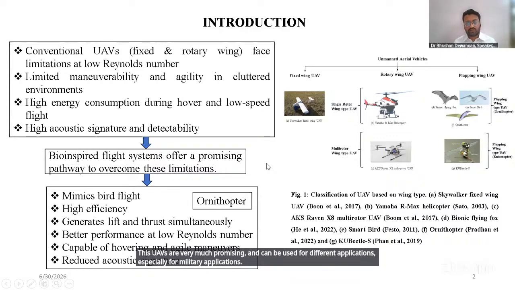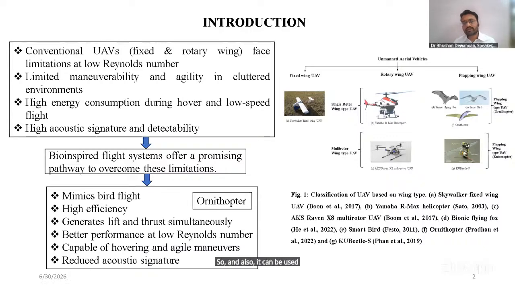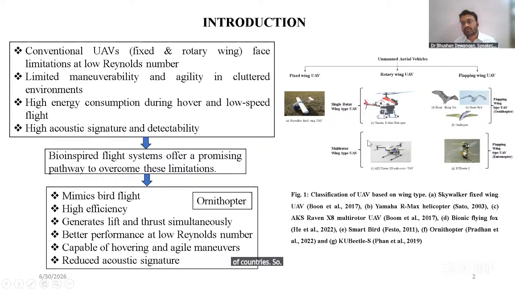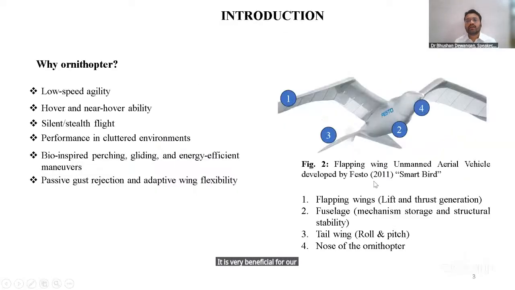So, it can also be used in civil applications. Recently we unfortunately had an earthquake in some countries, and in that case we can also use this kind of UAV. So it is very beneficial for our human society. I will now explain why an ornithopter.